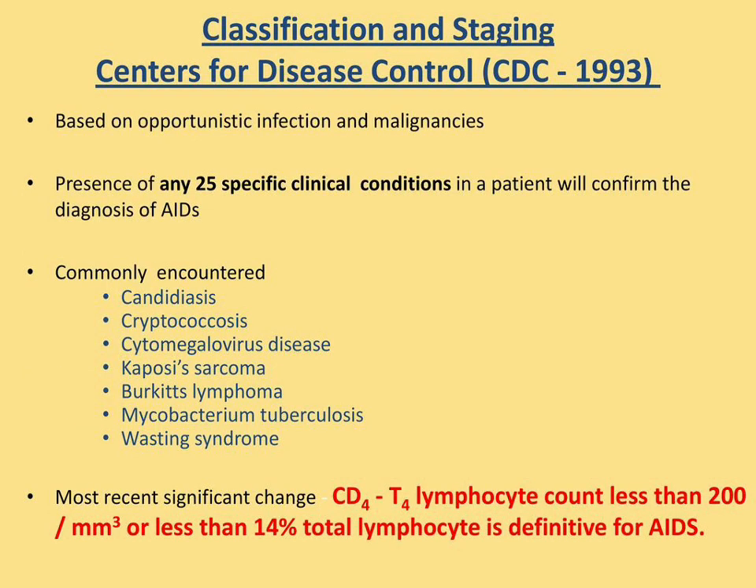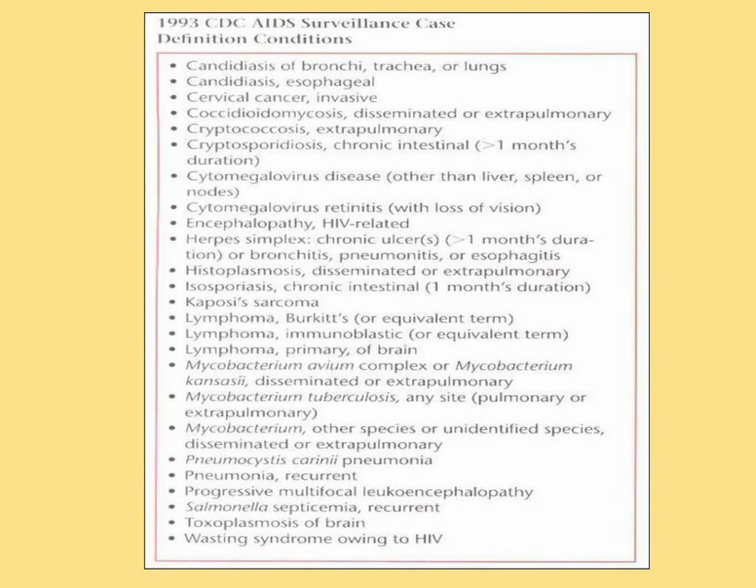Classification and staging, Centers for Disease Control, CDC 1993. Based on opportunistic infection and malignancy, the presence of any of 25 specific clinical conditions in a patient will confirm the diagnosis of AIDS. Commonly encountered are candidiasis, cryptococcosis, cytomegalovirus disease, Kaposi's sarcoma, Burkitt's lymphoma, Mycobacterium tuberculosis, and wasting syndrome. The most recent significant change: a CD4 T4 lymphocyte count of less than 200 per cubic millimeter, or less than 14% of total lymphocytes, is definitive for AIDS. This table shows the various CDC AIDS surveillance case definition conditions of HIV-associated diseases.